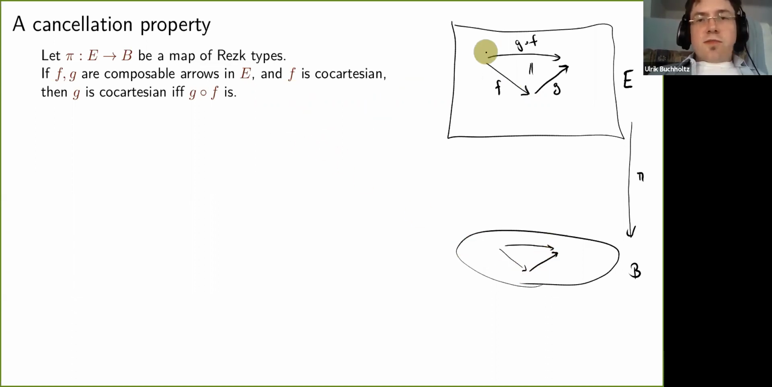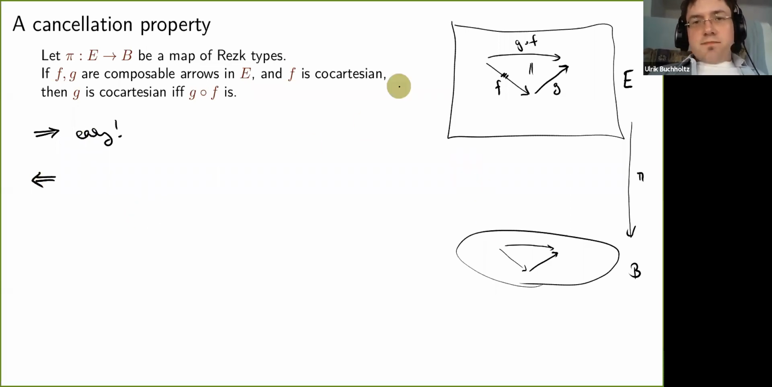Now, let's assume that F is co-Cartesian. Then the statement is that G is co-Cartesian if and only if the composite is. So the direction from if G is co-Cartesian, then the composite is, that is pretty easy, and I'll leave that as an exercise for you. And I'll just sketch the other direction because I'm going to appeal to it in a few minutes.